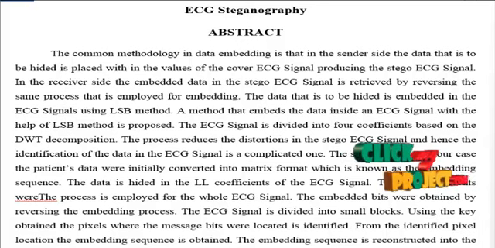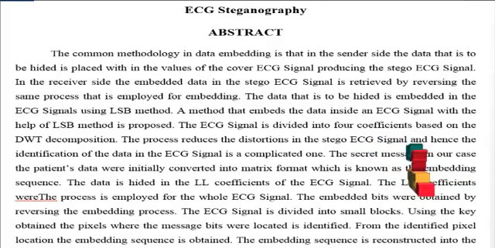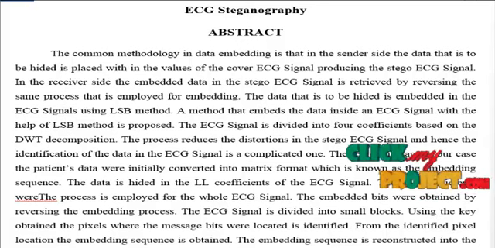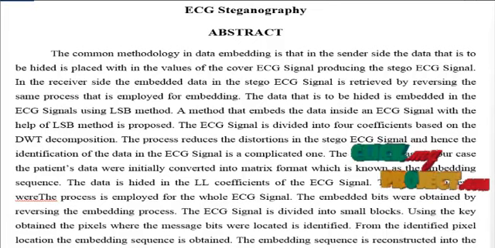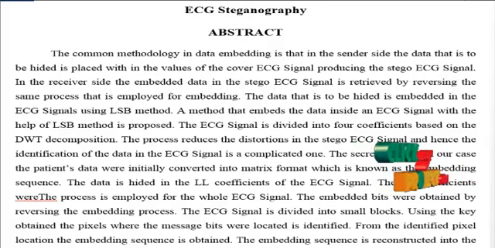The common methodology in data embedding is that on the sender side, the data that is to be hidden is placed within the values of the cover ECG signal, producing the stego ECG signal. On the receiver side, the embedded data in the stego ECG signal is retrieved by reversing the same process that is employed for embedding.